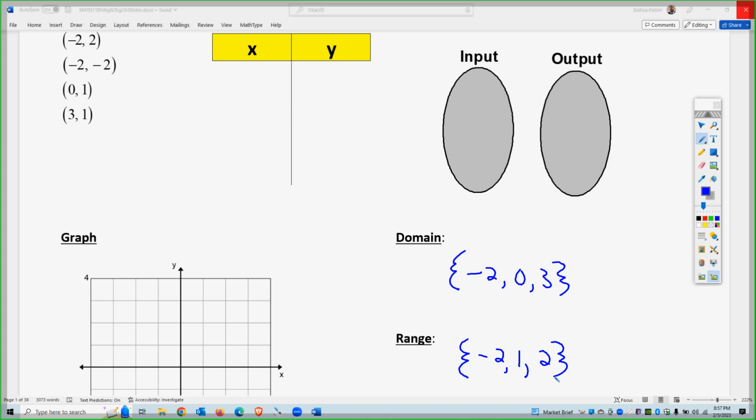Let's see. So if we graph these, we have -2, 2. We have -2, -2, and it'll be down there somewhere. Not there. Let me erase that one. And then what do we have here? 0, 1 will be right here. And then 3, 1: 1, 2, 3, and 1 will be right there essentially. Right? So what you're looking for is if you have a vertical line that has 2 points that are going to overlap, then you don't have a function essentially. You just have a relation.